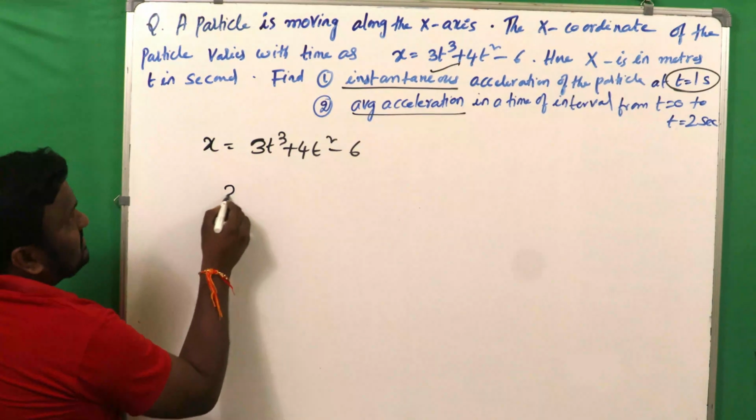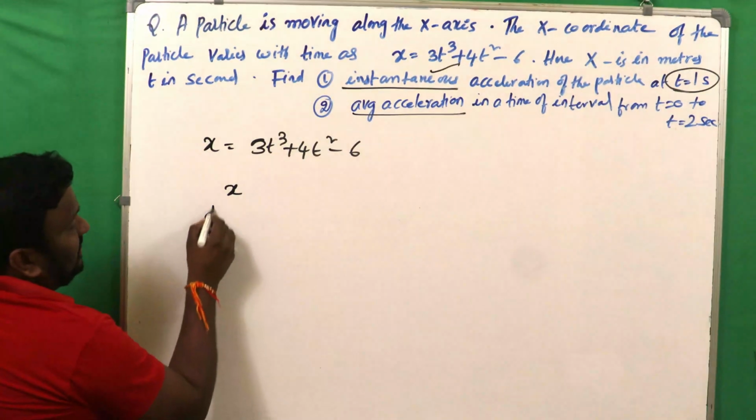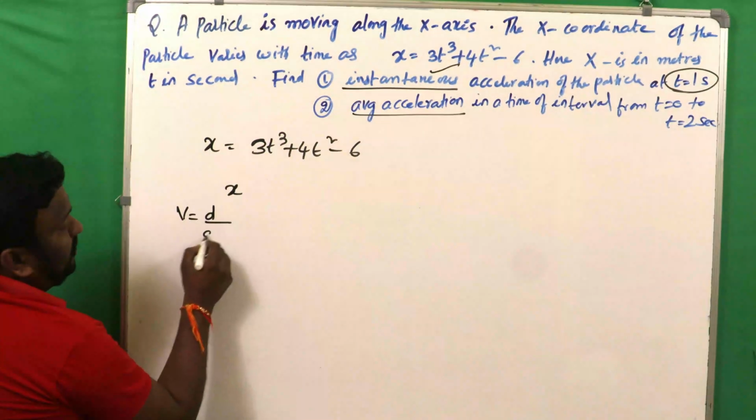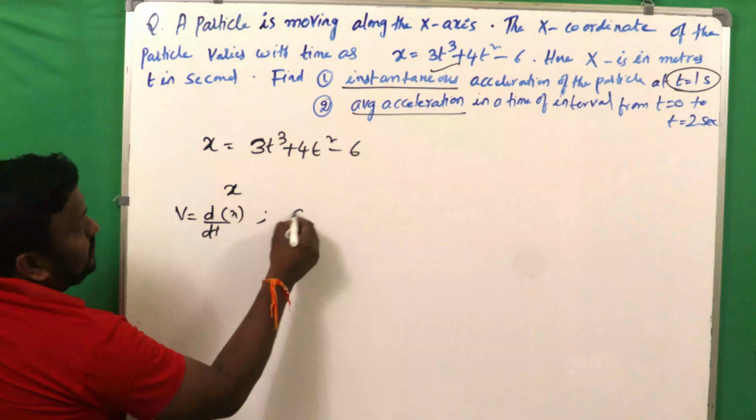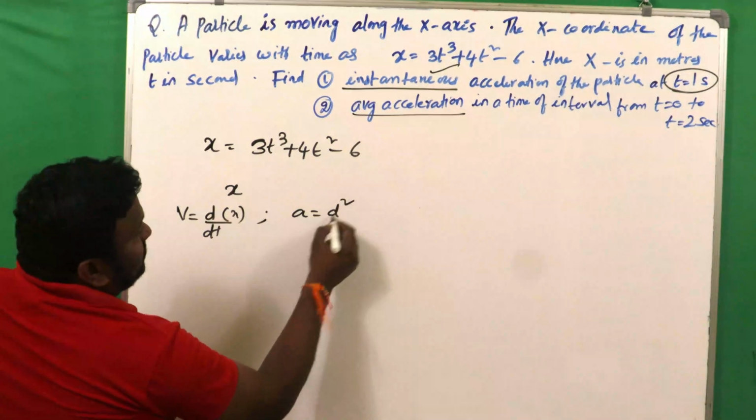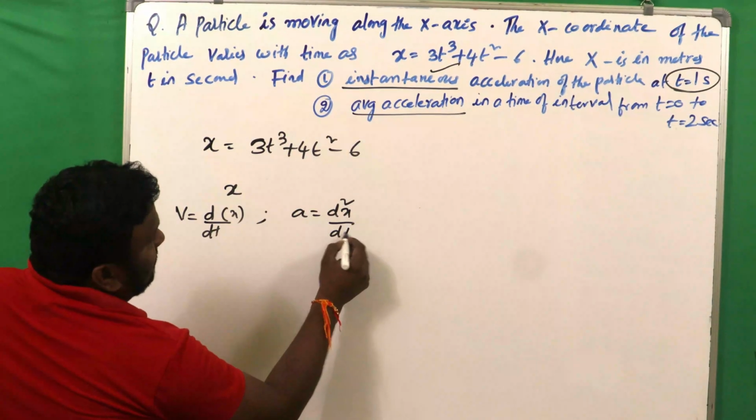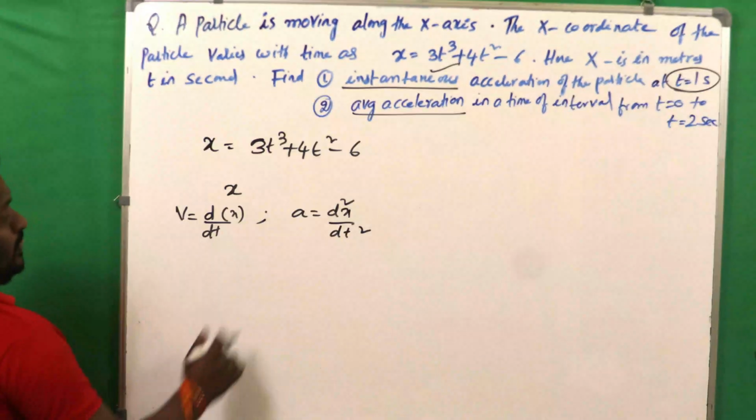So what we know, if x is the displacement, then v is equal to what? dx/dt. Clear? And a is equal to what? d²x/dt². This is the formula we have to remember.